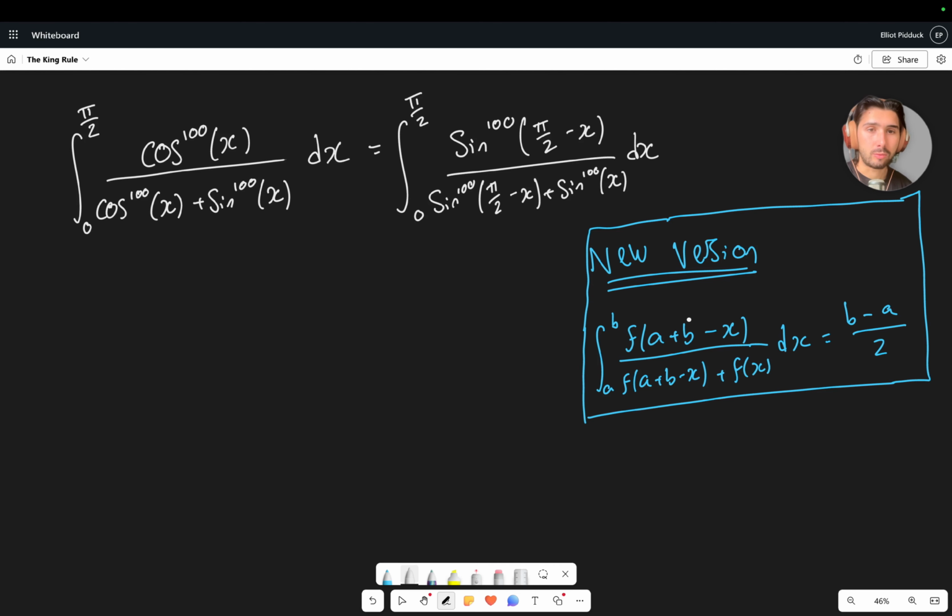And hopefully now it's really clear to see that actually, yeah, this does work, because on the numerator, you've got this function f of two numbers added together. They're the same as the limits because it's 0 plus pi over 2. So that pi over 2 is a plus b, and then minus x. And so you do have that. And all I'm saying is in literally one go, we can go, okay, this is the upper limit, which is pi over 2, minus the lower limit, which is 0, divided by 2. And that's going to give us pi over 4. Look at how easy that was.